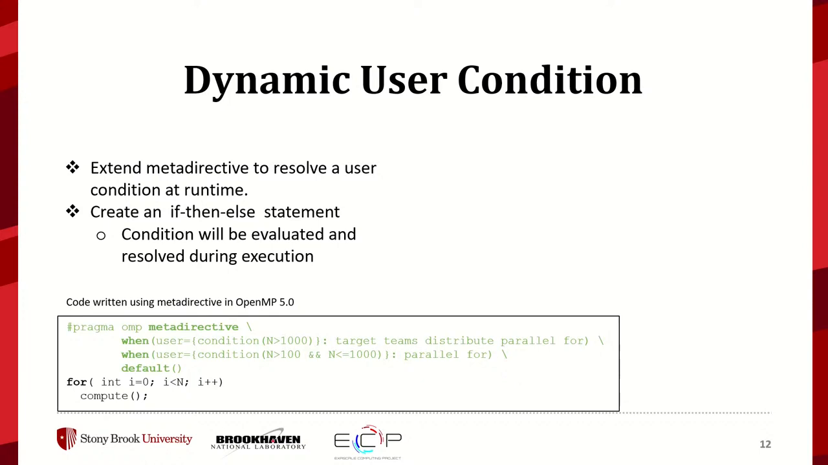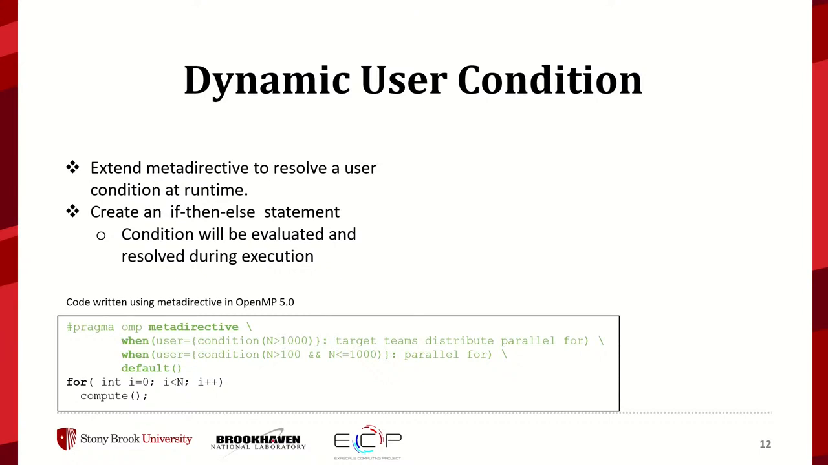The work by Yan explored a strategy for extending the metadirective by relaxing its restriction to compile time only selection and allowing runtime evaluation of user-defined conditions. They implemented this in the Rose compiler. We have implemented the same feature in LLVM to establish that dynamic selection of user-defined conditions provides greater flexibility to the users.